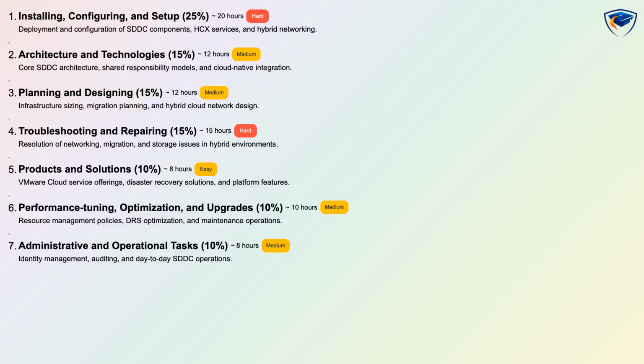Installing, configuring, and setup is 25%, architecture and technologies 15%, planning and designing 15%, troubleshooting and repairing 15%, products and solutions 10%, performance tuning, optimization, and upgrades 10%, and administrative and operational tasks 10%. Each domain has a stated difficulty, estimated learning time, and assessment type, and I will walk you through what you must learn in each area.